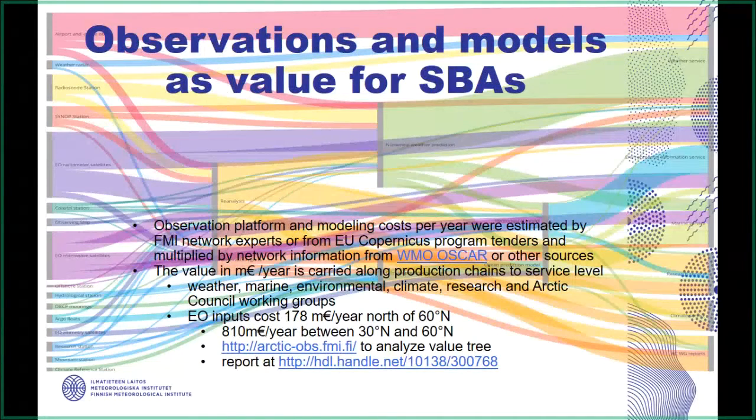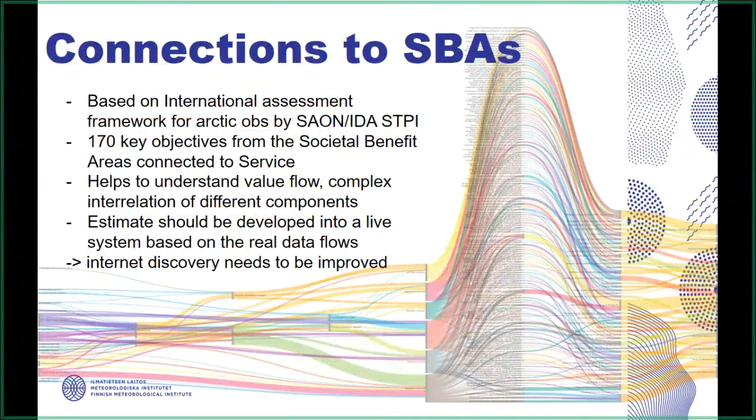And these we actually then connected with the Sustaining Arctic Observing Networks, an organization where I also represent Finland. There, an international assessment framework was developed for how to see how Arctic observations are useful. They identified 12 different societal benefit areas, with 170 key objectives beneath these areas. And we connected those services, the 6 different ones on the previous slide on the right, with all of these key objectives. And from there, you now have where the invested observation system ends up. So in that sense, you could say, this is how much each SBA should pay for that system. We could turn it around. So that's the idea.